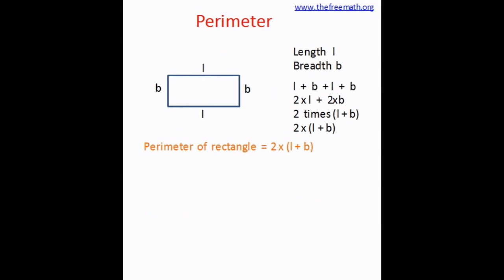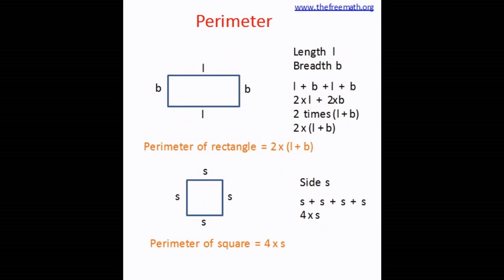Now what about a square? We are using S as the side of a square. So the perimeter would be S plus S plus S plus S. That means 4 times S, or 4 times the side of a square. That means the perimeter of a square is 4 times its side.